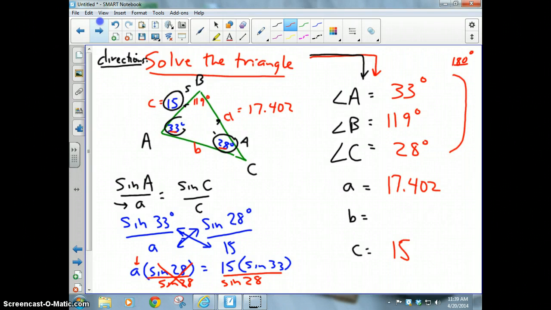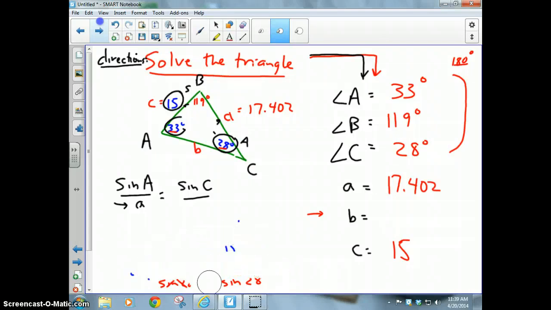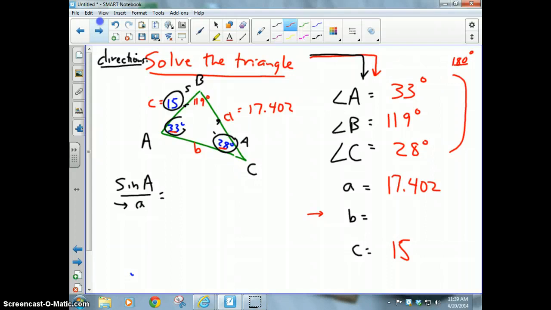Now, what I need to do is use this information to figure out how long side b is. All right, I'm going to erase all this stuff and start over. Do I know angle A? Yes, I do. Do I know side a? Yes, I do. I just figured that out. So I'm going to use that information to help me find side b using the law of sines, which says sine of A over a equals sine of B over b.